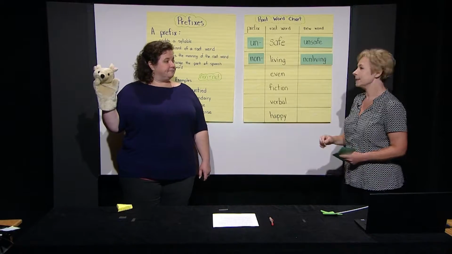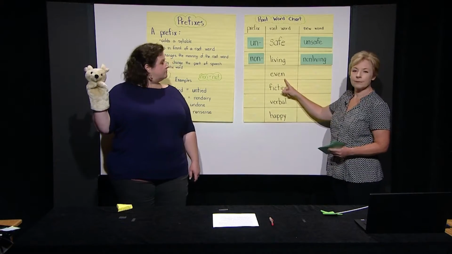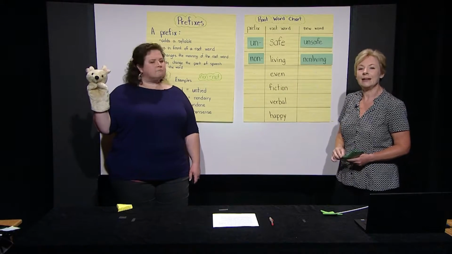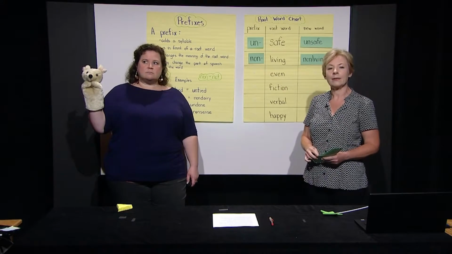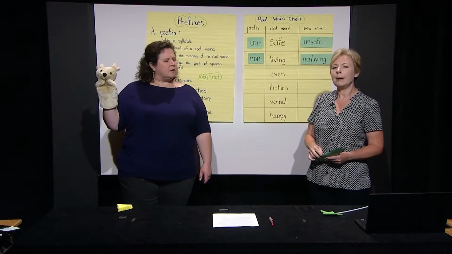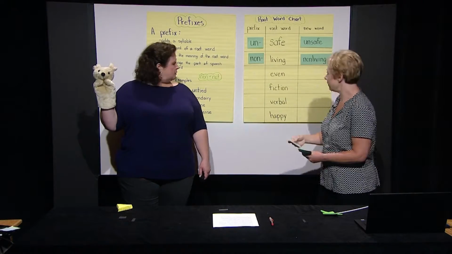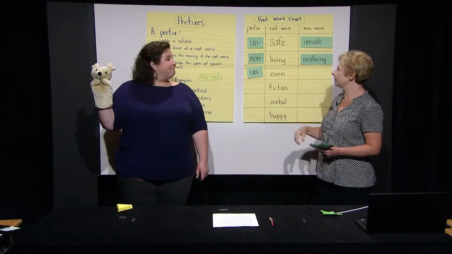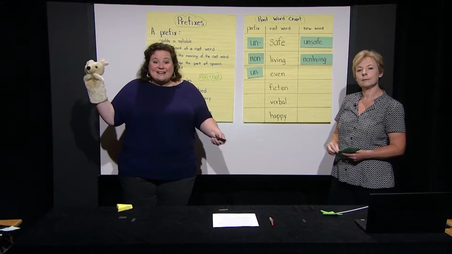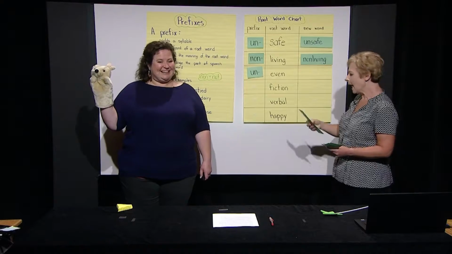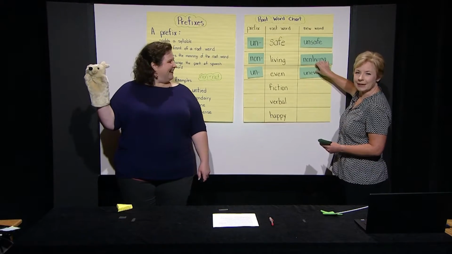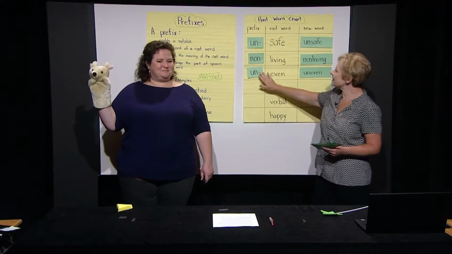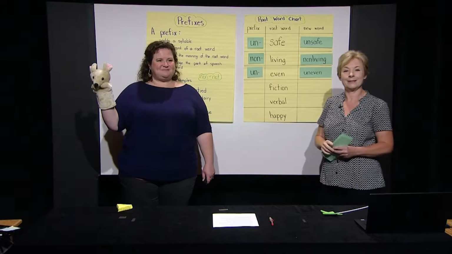Okay, for our next prefix and root, I have a tricky one. The root word is even. If something is even, it's the same in size or length as something else. But what happens if we add the prefix un to the word even? The new word is uneven. Let's think of some things that are even and some things that are uneven.